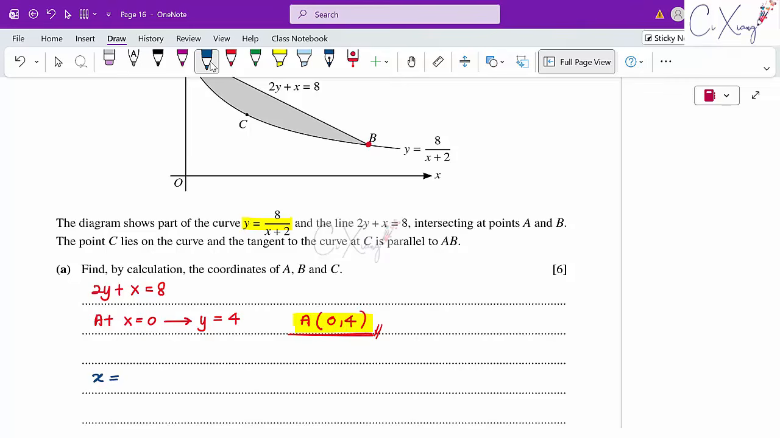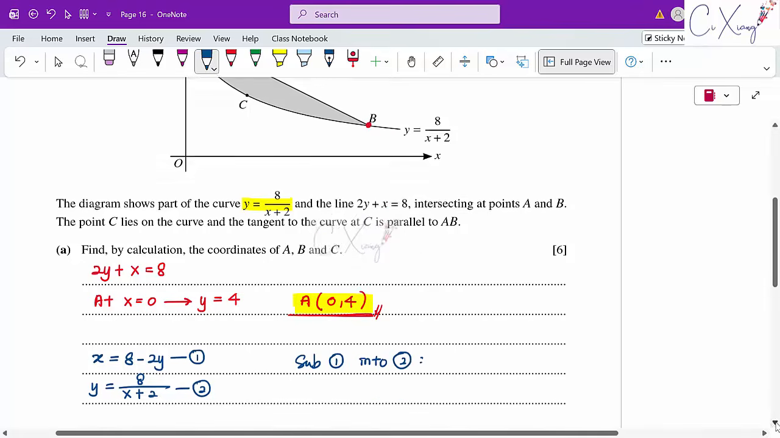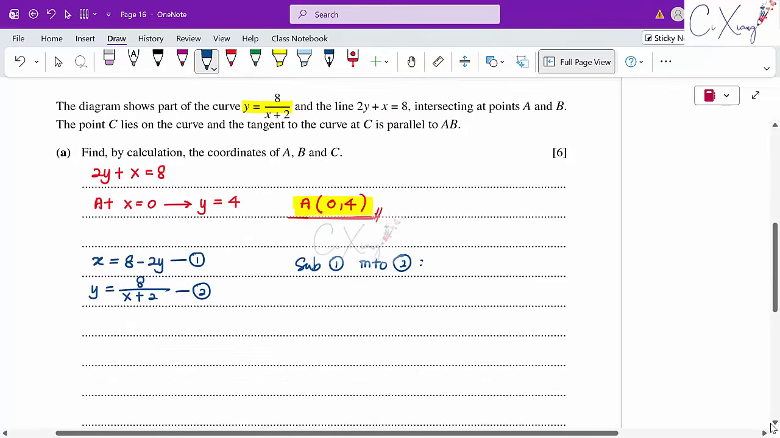x is basically equals to 8 minus 2y from the first equation, from the line equation. Then for the curve equation, I'm having y equals to 8 over x plus 2. Okay, and to solve for the intersection point, I want to solve the equation simultaneously. So what I am doing here is I sub equation number 1 into equation number 2. And let's see what we get. Sub 1 into 2, I will be having this.